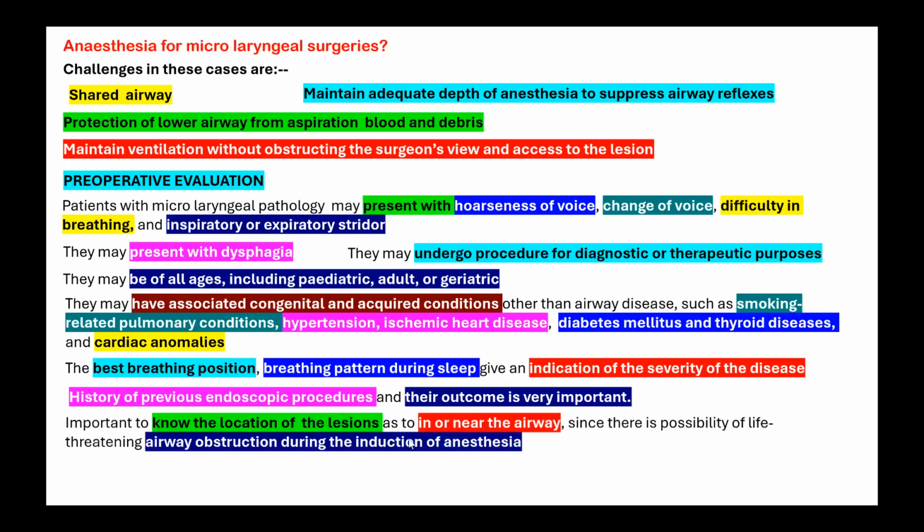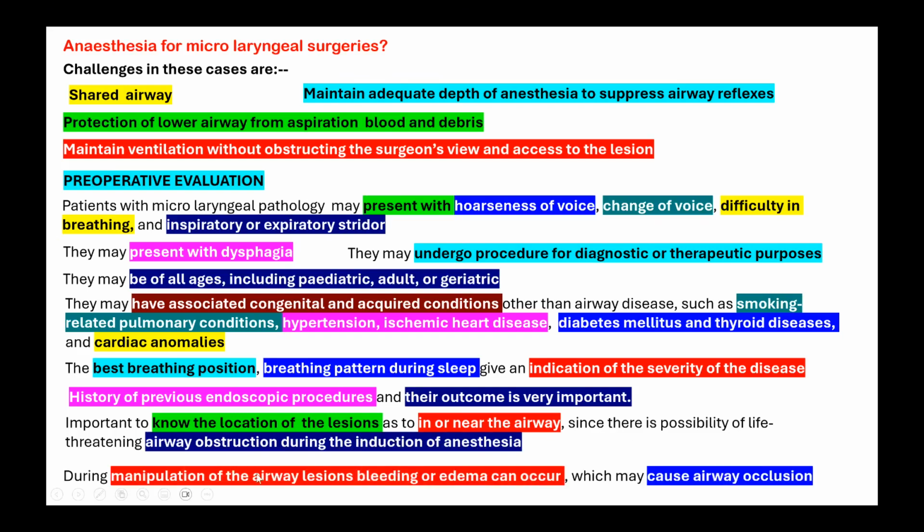of the surgery. And important to know the location of the lesion, whether it is inside the airway or near the airway, since there is possibility of life-threatening airway obstruction during induction. This is a very, very important thing to avoid any complication happening during induction. And during manipulation of the airway lesions, bleeding or edema can occur, and that may also cause airway occlusion.